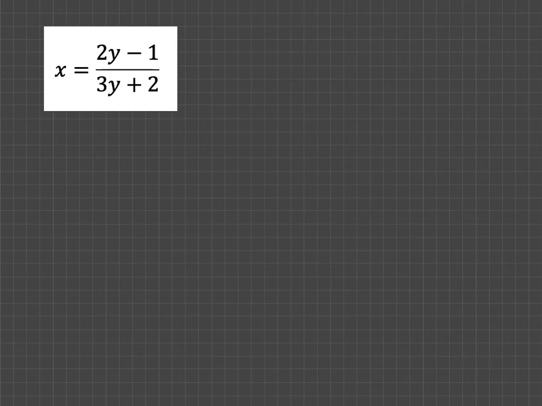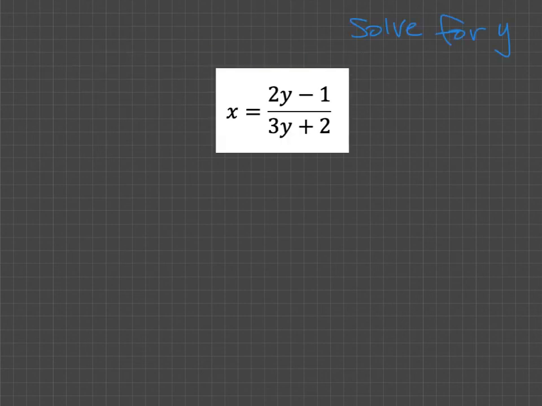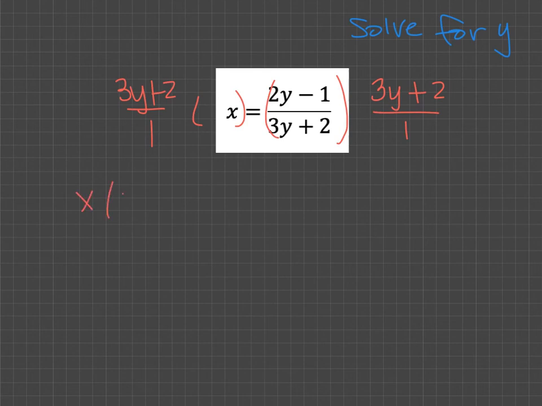Let's try this one. First thing we want to do is solve for y. This one has y in the denominator and the numerator, and we've learned when we have equations that we want to get rid of the denominator if we can, and to do that we multiply both sides by the denominator. So that's exactly what we're going to do, multiply by 3y plus 2 on both sides. So that's going to give us x times 3y plus 2 equals, on the right side, those cancel out, and we're just left with 2y minus 1.